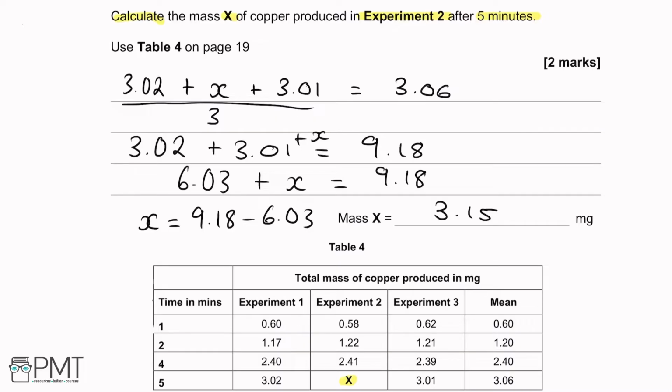You would have gained 1 mark for constructing this correct equation using the mean. And then the 2nd mark comes for having the correct answer.